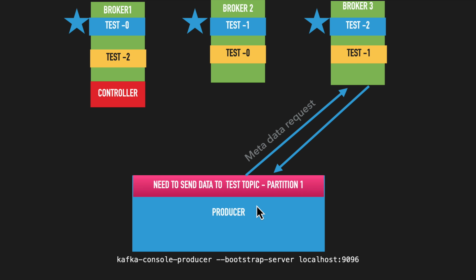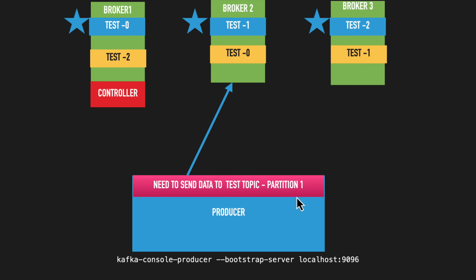It also knows how to connect to the leader partition for test topic partition 1. It knows the URL. So the producer basically used the metadata information, and using that it knows that this is the broker which has the leader of test partition 1. So there you go. It needs to send data. It will send data to test 1 partition and the data goes over here.